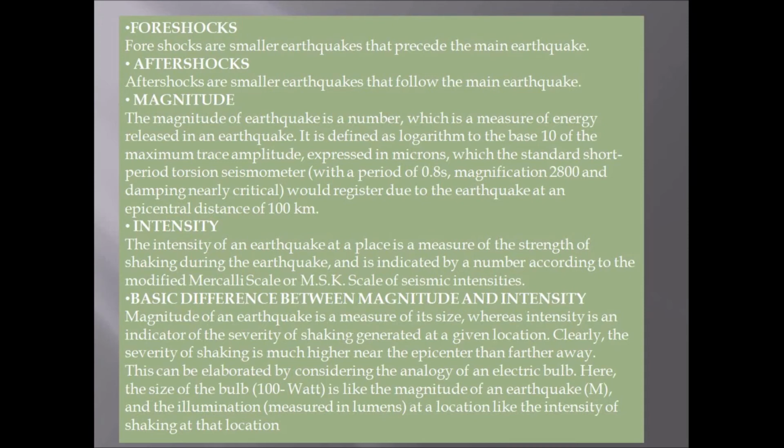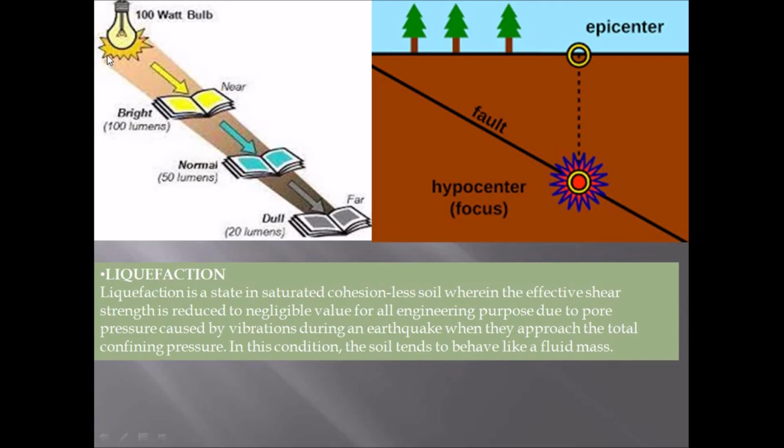Here, the size of the bulb, that is a 100-watt bulb, is like the magnitude of an earthquake, whereas the illumination at a location is like the intensity of shaking at that location. You can see this is a 100-watt bulb, which is analogous to the magnitude of the earthquake, whereas the illumination caused by this bulb is analogous to the intensity of the earthquake.